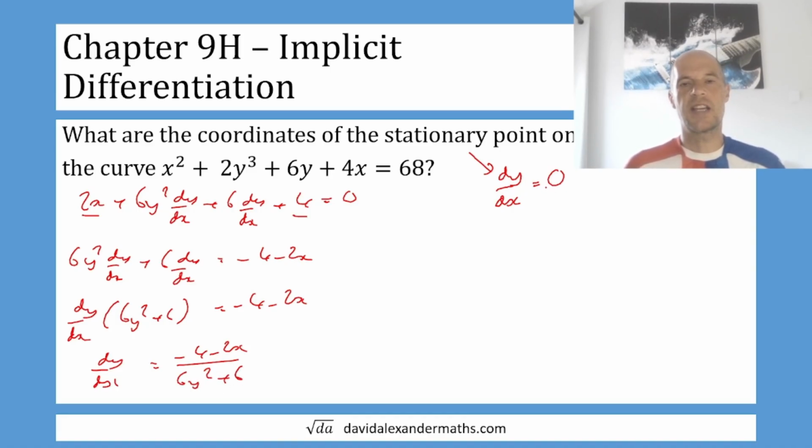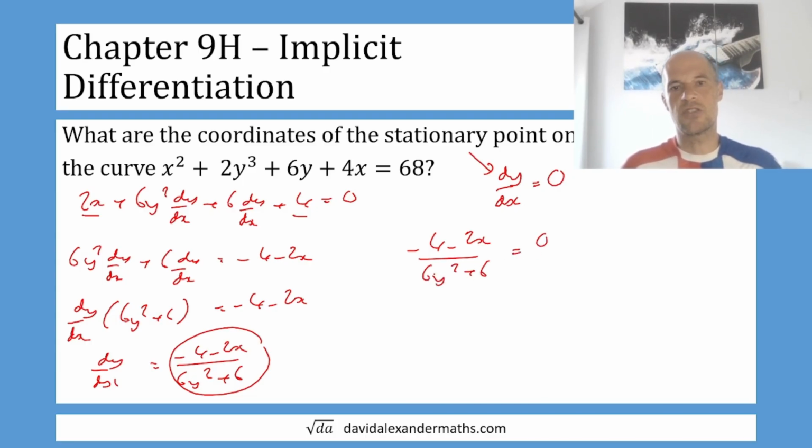So dy by dx is 0, so this needs to be set to 0. So minus 4 minus 2x all over 6y squared plus 6 equals 0. When a fraction equals 0, you can just ignore the denominator. So minus 4 minus 2x is 0. So 2x is negative 4, x is negative 2. So now I need to work out what y is.